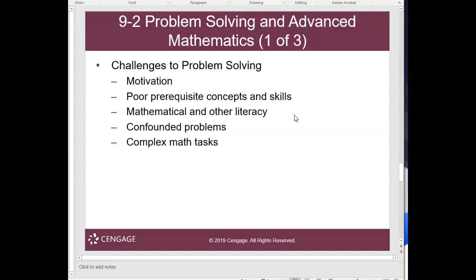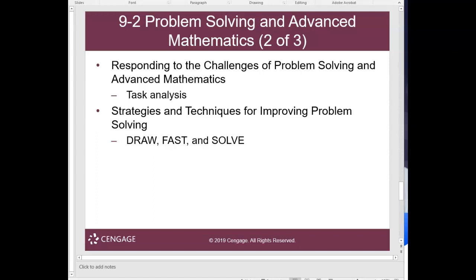They don't need to know it, but sometimes they might, okay? Mathematical literacy, being able to read and comprehend mathematics problems. And then confounded problems, those that include extraneous or confusing content. So that might be where you have to use the strategy of highlighting, let's say. Oh, let's look just for the important facts. Okay, and then also complex math tasks, tasks that require students to perform multiple operations to arrive at a solution. We know, especially as students get older, math becomes even more complex.